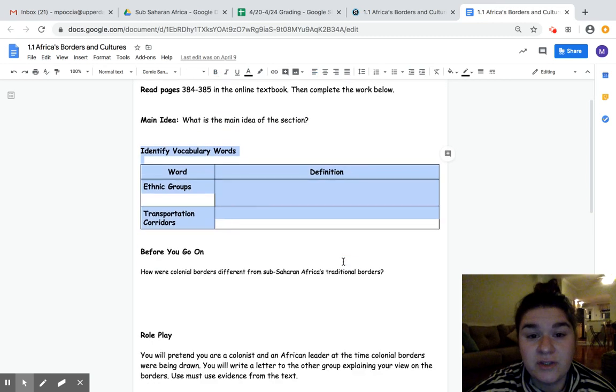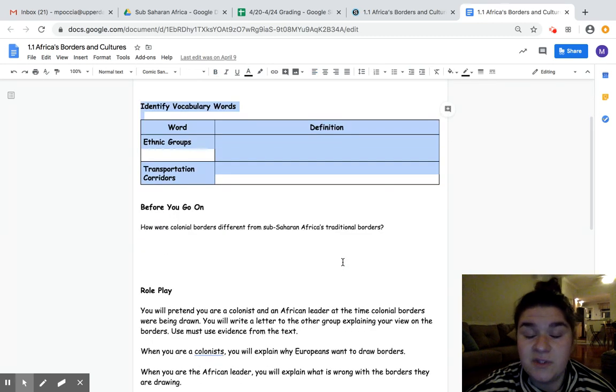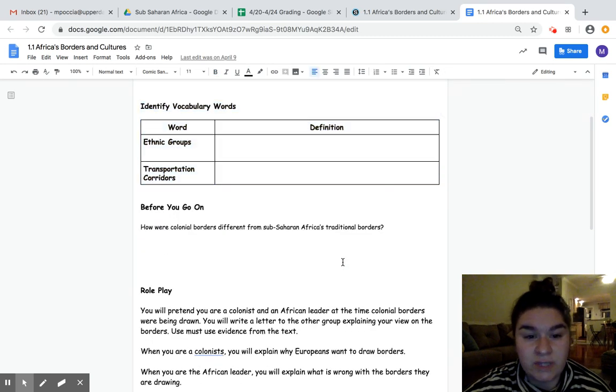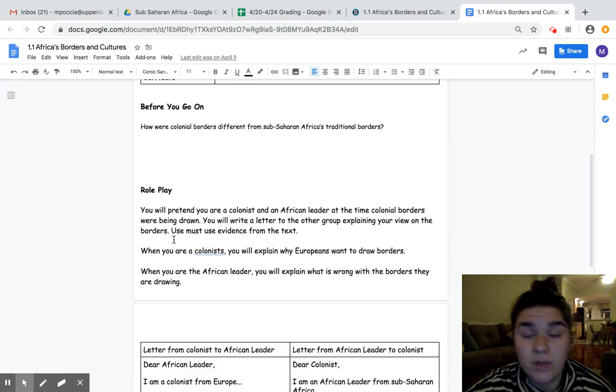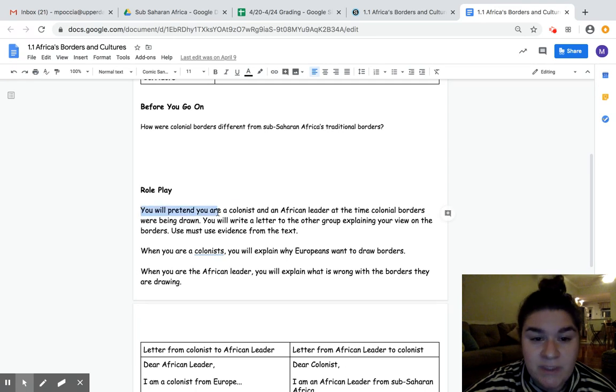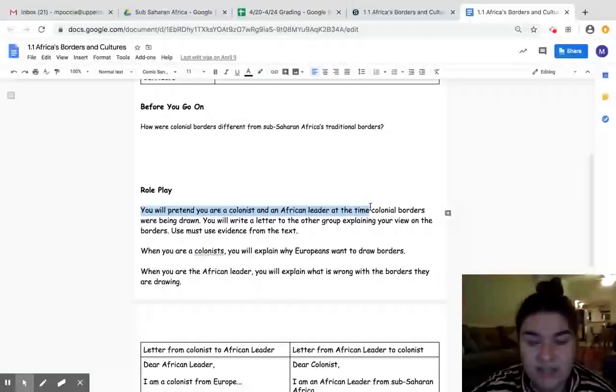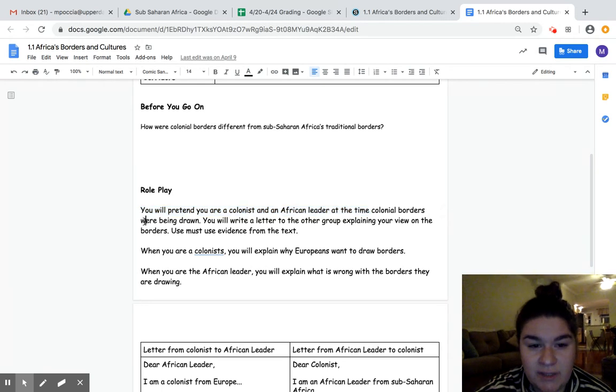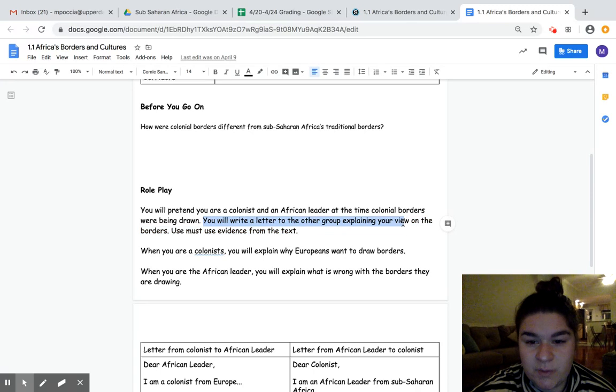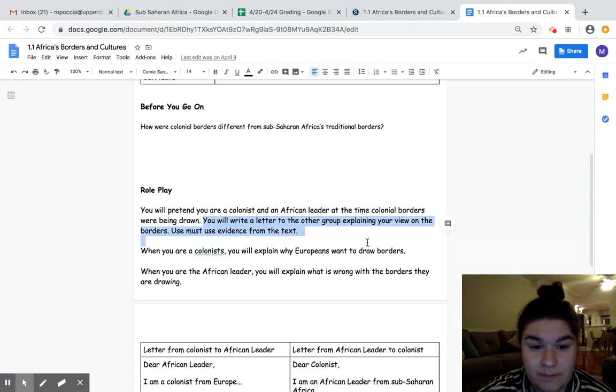And make sure that you're reading the online textbook because you're going to be doing something different today in this Google Doc. So you'll complete the before you go on question, and then you're going to get to the role play activity. So I'm going to read the directions to you. You will pretend you are a colonist and African leader at the time colonial borders were being drawn. You will write a letter to the other group explaining your view on the borders. You must use evidence from the text.